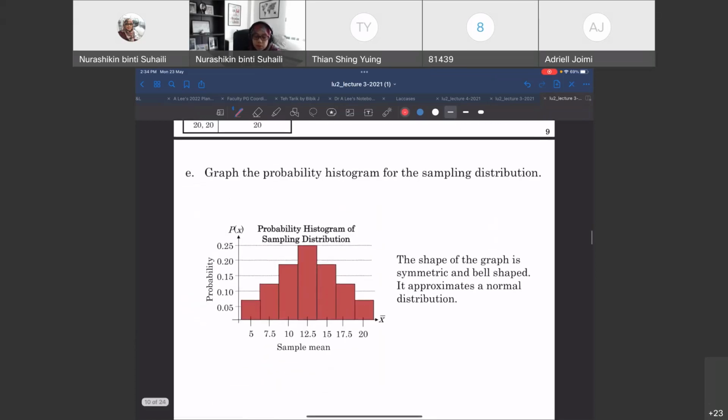This is just how to present the data, how you plot it on the graph. This kind of figure is called a histogram.